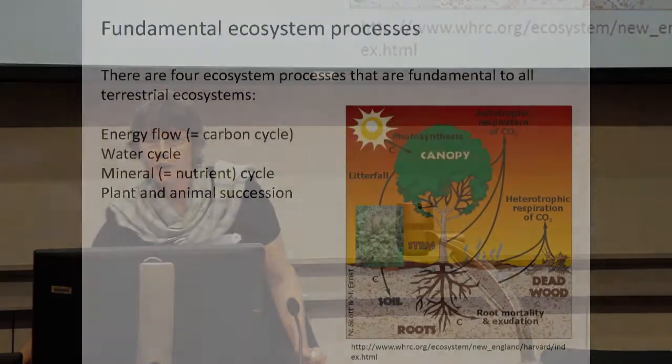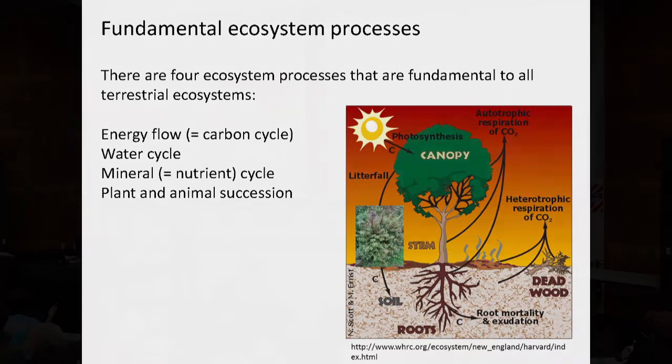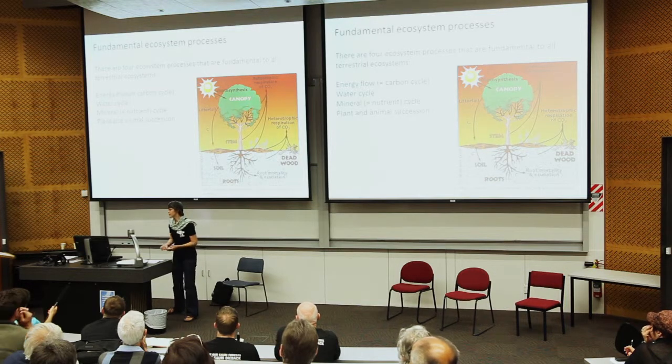The main ones are the carbon cycle, which is presented here with the carbon uptake. Then, with the litter fall, we bring it down to the ground. We have a whole suite of fungi and microbial organisms, because those are then involved in breaking it down, releasing the carbon, releasing the nutrients.